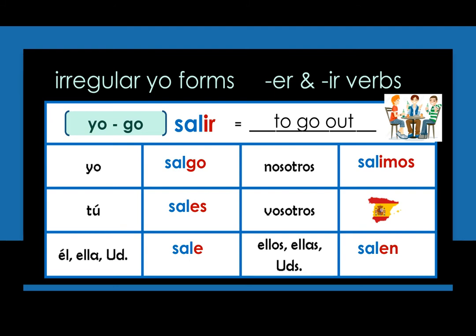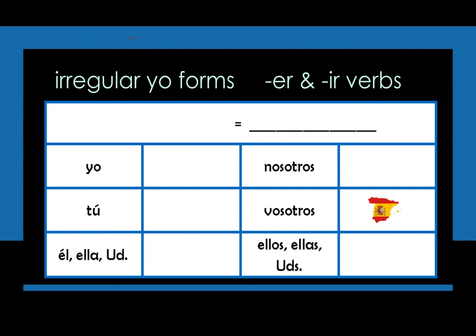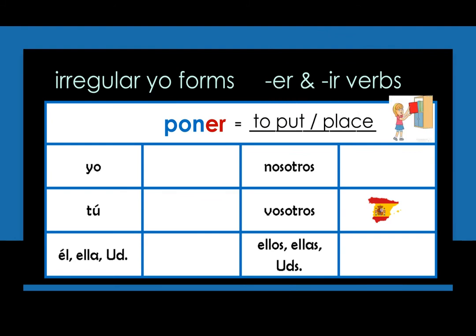Let's look at another one. Poner. Poner means to put or place. The girl is placing the binder on the shelf. To place. Let's take a look at the conjugations of poner. Yo pongo, tú pones, él, usted pone, nosotros ponemos, and ellos ponen.